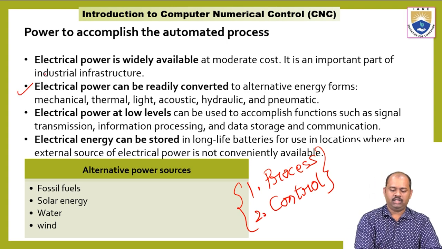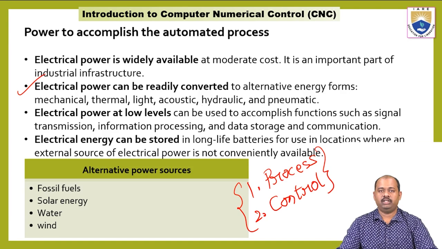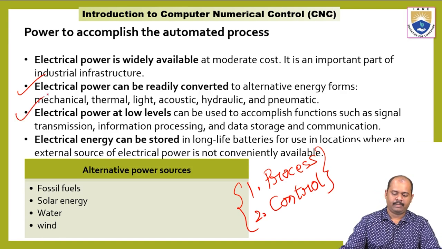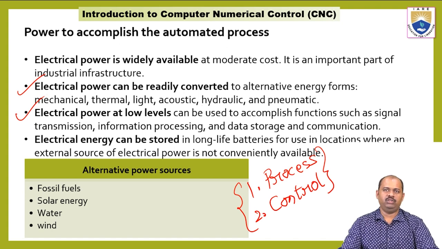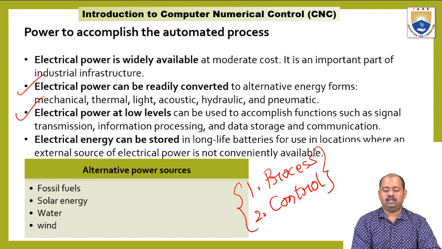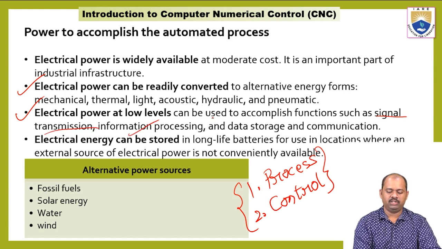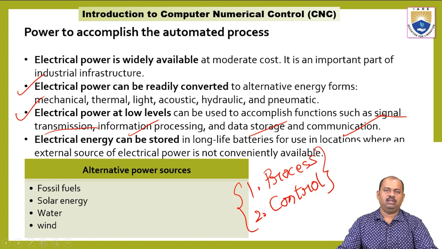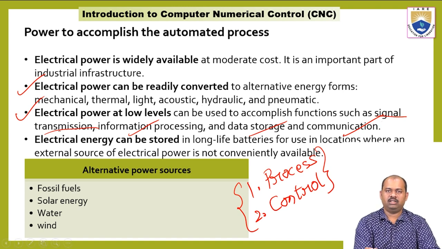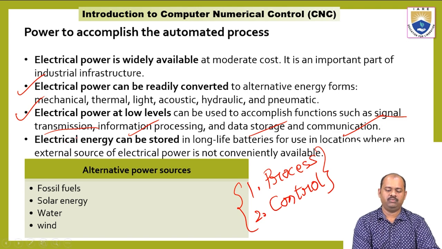So, in the second point, we have seen how electrical energy can be easily converted into many forms of energy. And then the third point is, electrical power at low levels can be used to accomplish functions such as signal transmission, information processing, data storage and communication. So, these are where a very low amount of electrical energy can be used for certain tasks. These are some of the examples of communication systems. The first one is signal transmission, where we can use a very small amount of electrical energy for transmitting information, like we use mobile phones.